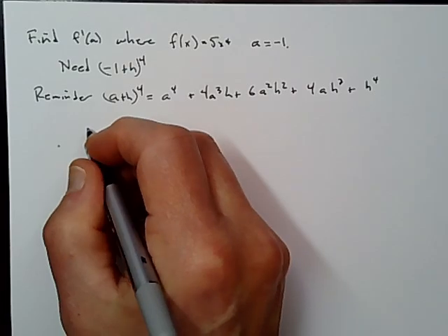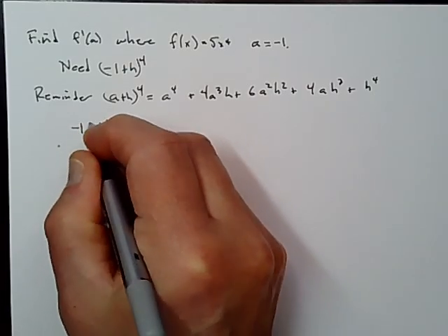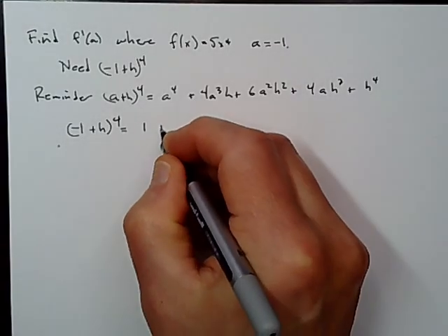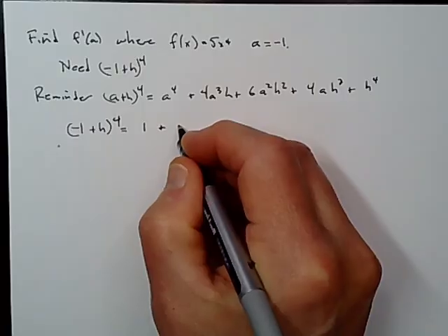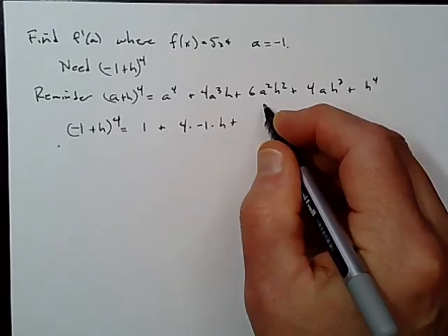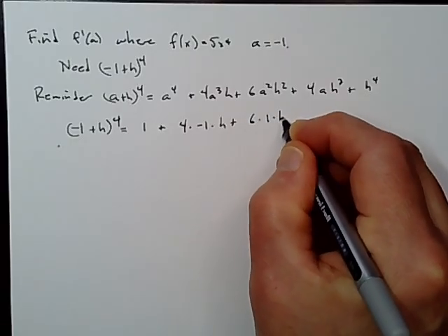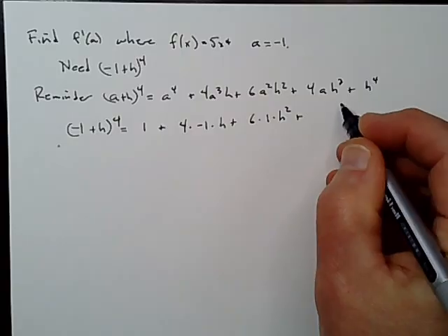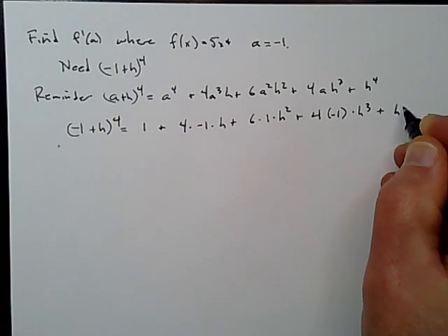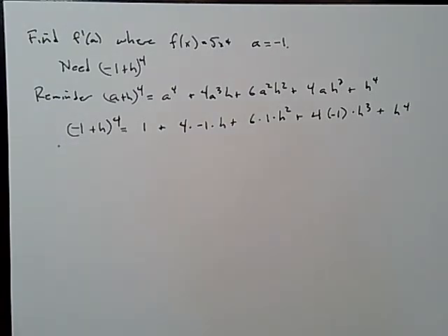Okay, so I think I'm looking here at (-1 + h)^4, which is (-1)^4 plus 4 times (-1)^3 times h, plus 6 times (-1)^2 times h^2, plus 4 times (-1) times h^3, and h to the fourth. Maybe parentheses there. So, kind of a complicated expression, and this problem gives me an opportunity to remind a person of this, which we're going to need not too long from now.